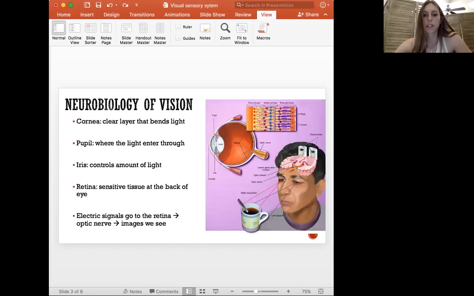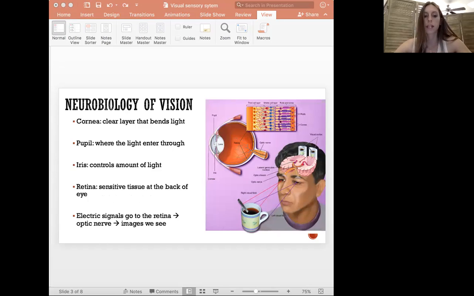So, neurobiology of vision. The moment any light hits the eye, the process of sight begins. First, the light is processed through the cornea, which is that clear layer of the eye, and that bends the light in order to help the eye focus. Some of this light then enters the eye through the pupil. However, the iris controls the amount of light that enters through that pupil.